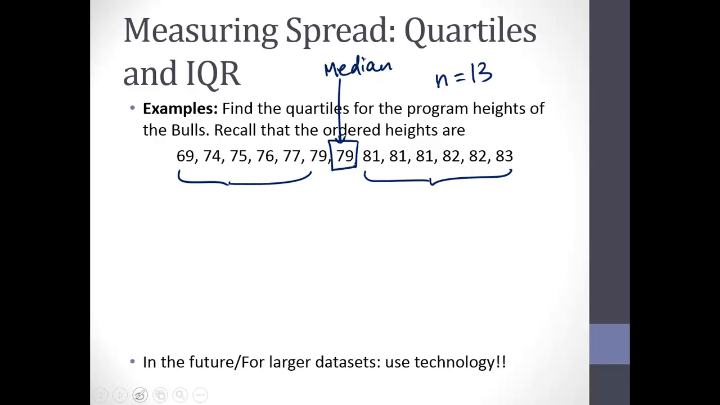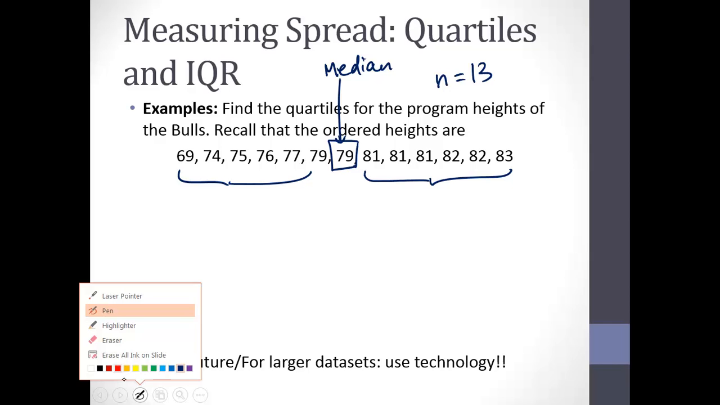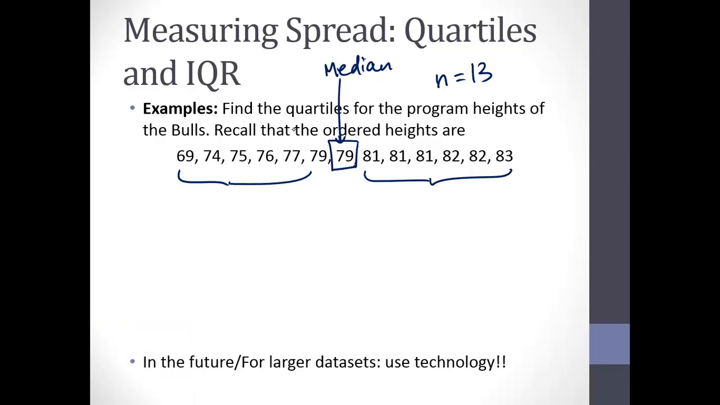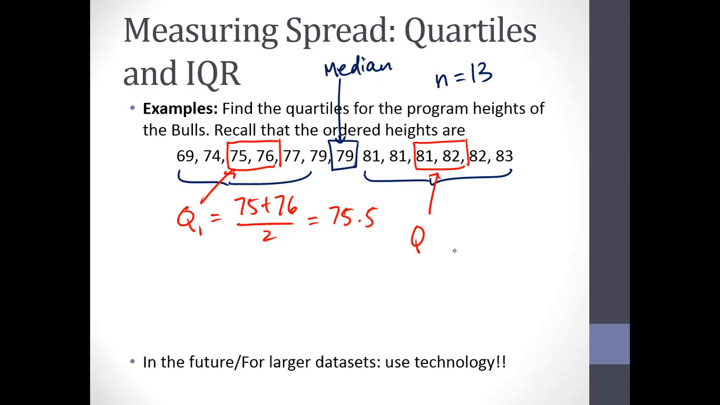So let me change colors here. Now each half only has 6 numbers, so we can just look at it and see that these 2 numbers are in the middle. Similarly, these 2 numbers are in the middle. So Q1 is going to be the average of those 2 numbers in the middle, just like we calculate the median of 6 numbers before. That's 75 plus 76 divided by 2, which is 75.5. And here the third quartile is going to be the average of those 2 numbers.